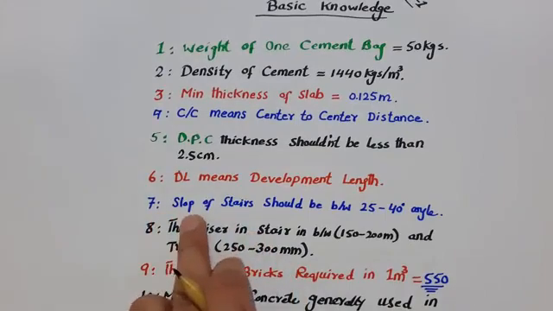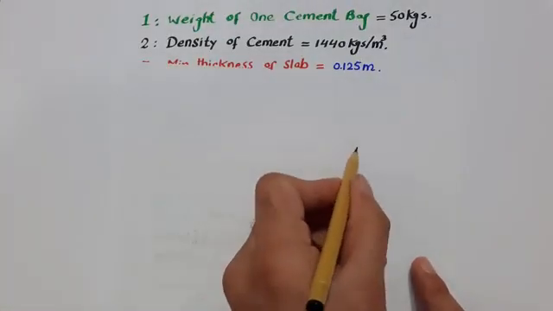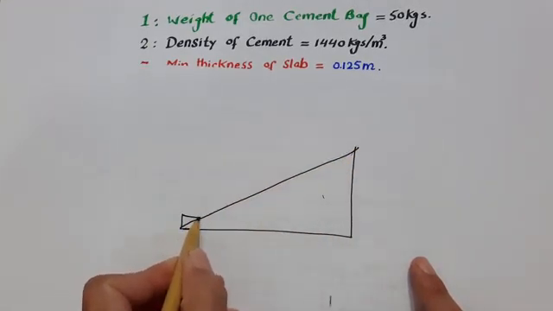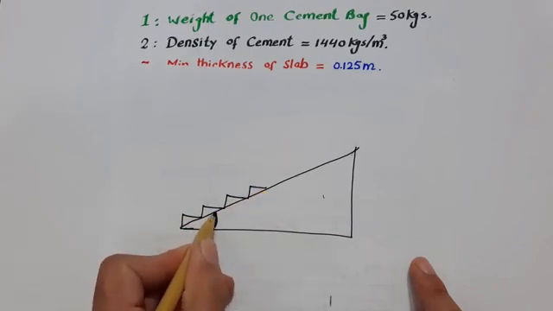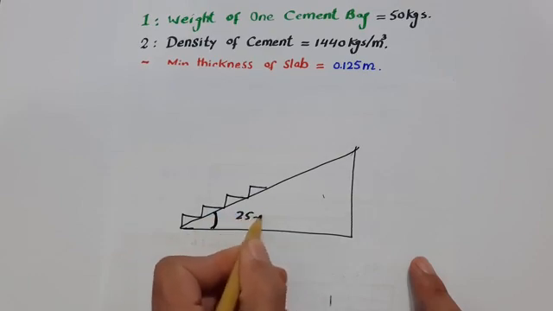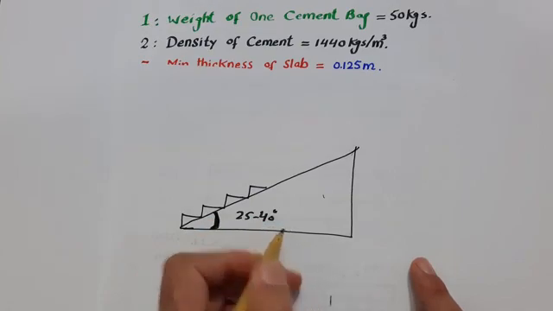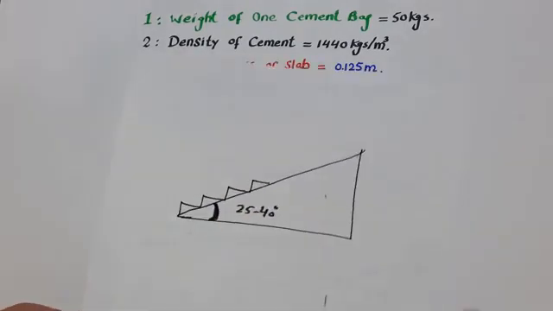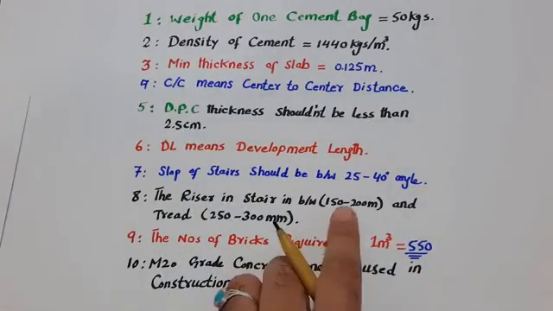The next one is, guys, seventh, slope of stair should be between 25 to 40 degrees. What does it mean? Guys, you can see this is a wall, this is stair. These are steps. This angle should be between 25 to 40 degrees. It should not be more than 40 degrees, otherwise the people will face more problems when they are using these stairs. So the angle should be between 25 to 40 degrees.